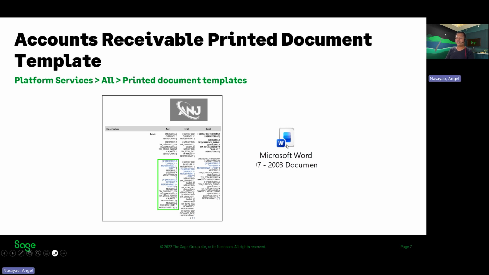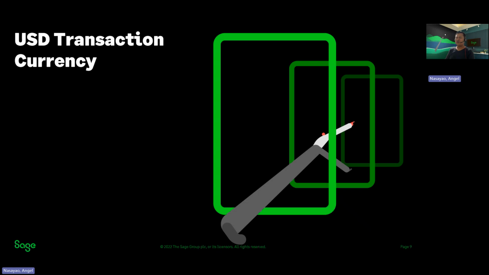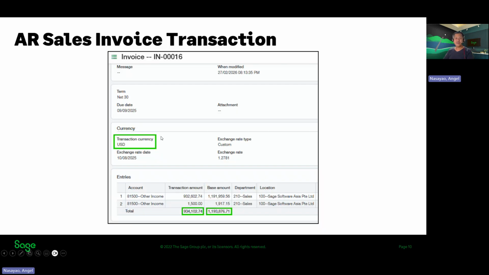All right, so let's have a look at the examples quickly. In this case, the original USD transaction. You can see here the transaction currency is USD, and we know that this is an SGD entity. As you can see here, the transaction amount is 934,102.74 USD, while the base currency is SGD. So we will have a look at this printed document template in there.